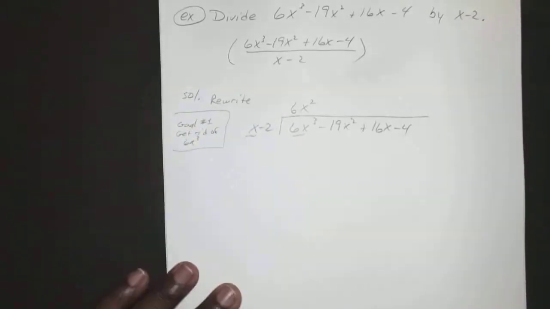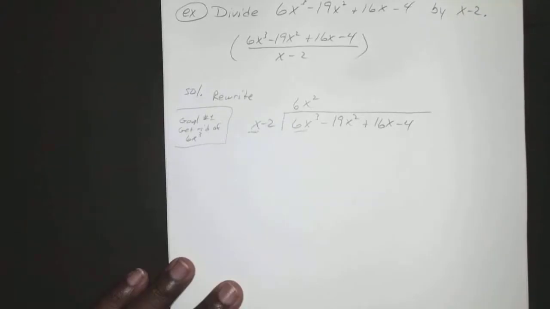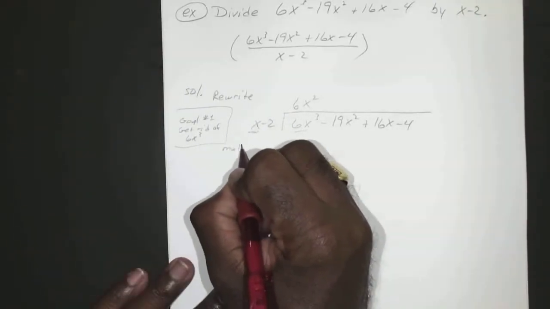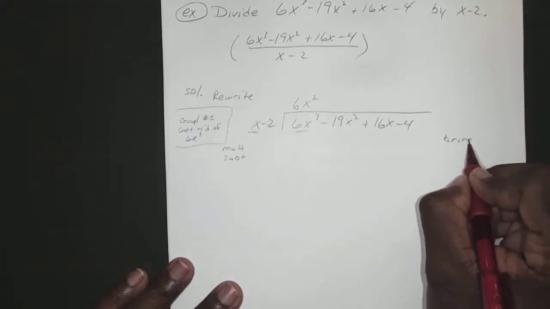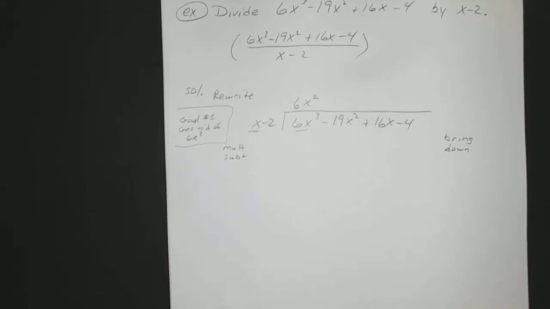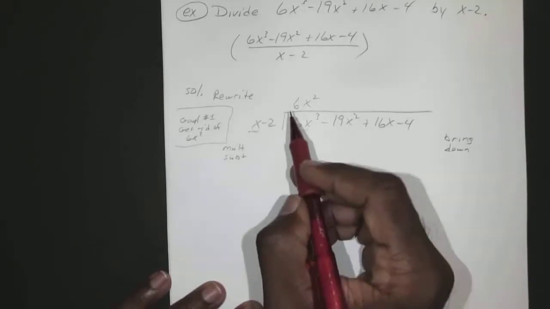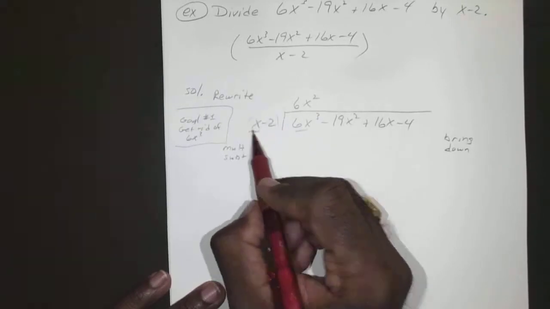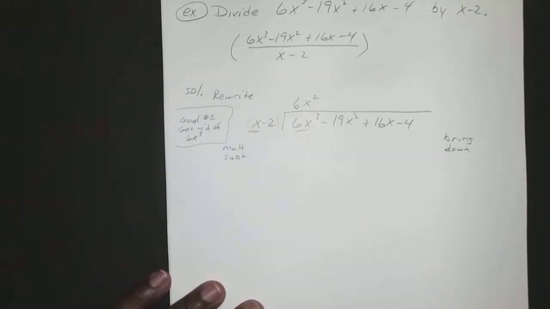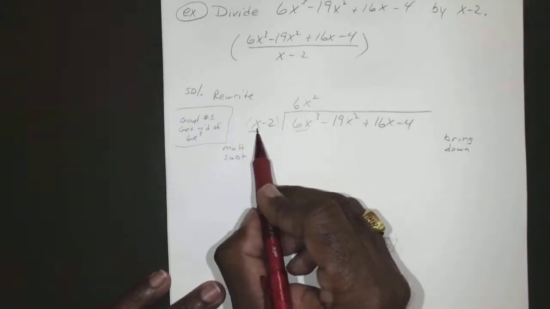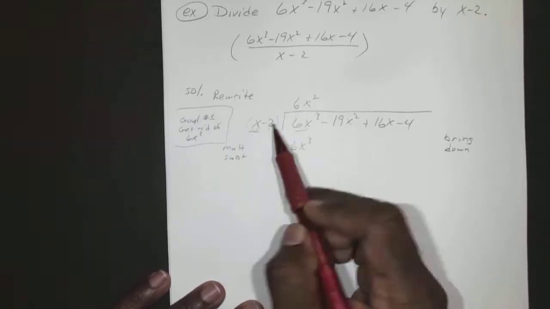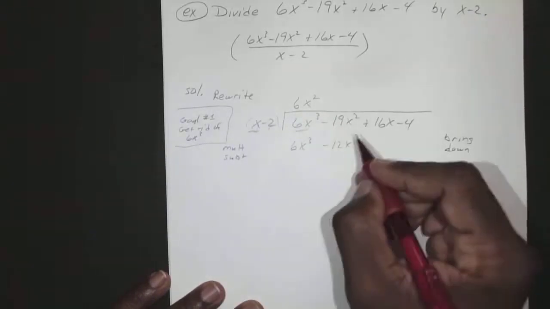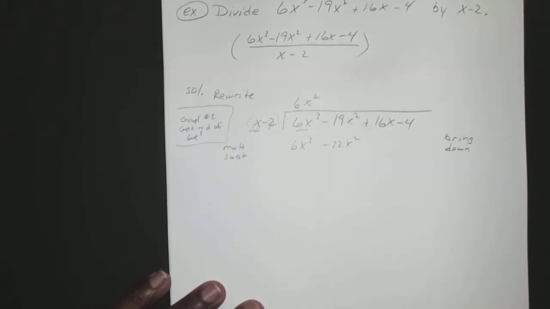Remember your steps from the previous division: you multiply, then you subtract, and then you bring down. That's exactly what you're going to do here, the same 3 steps. You multiply 6x squared by both of those, because you're multiplying this by all of that. 6x squared times x is 6x to the third. 6x squared times negative 2 is negative 12x squared. So we did our multiplying. Now we subtract.